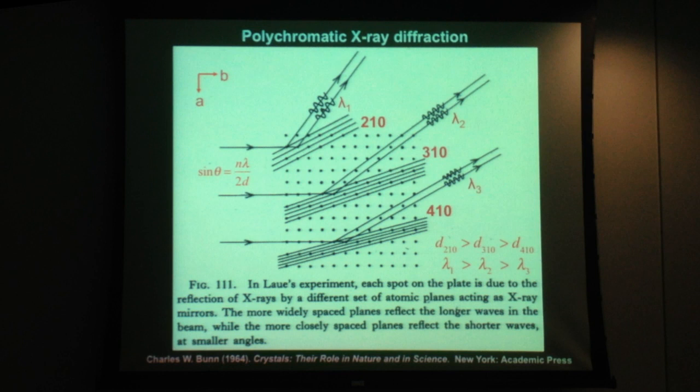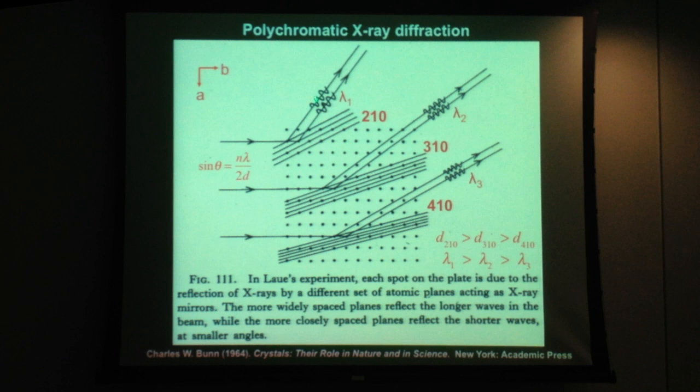And then similarly, the 310 planes would select a different wavelength out of the many incident wavelengths, such that the Bragg condition was satisfied for those planes, and so on. So what we see is that the interplanar spacing is increasing in the order 210, 310, 410. The 410 is the most closely spaced, and 210 in this illustration are the most widely spaced. And then the wavelengths that those families select are in a ratio: the longest wavelength here, a shorter wavelength here in the scattered beam, and a yet shorter wavelength in the scattered beam. But all of those wavelengths are coming in from this direction, bundled together in a polychromatic beam.